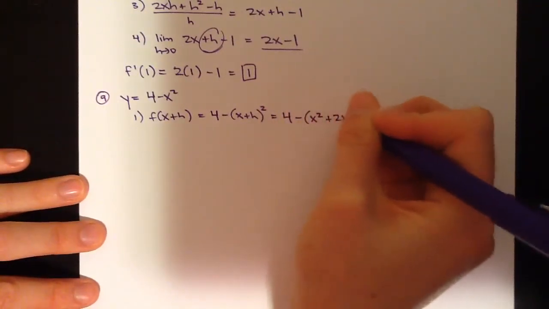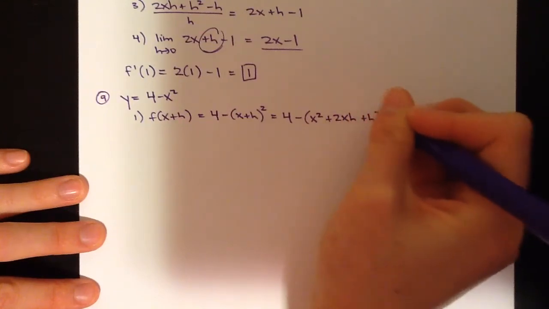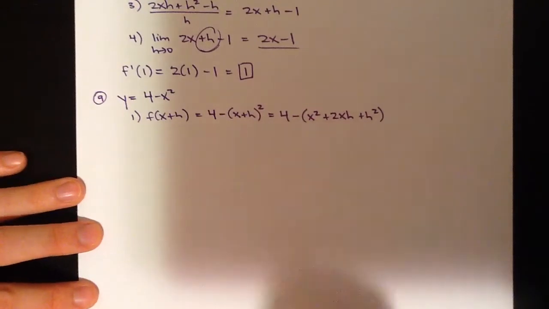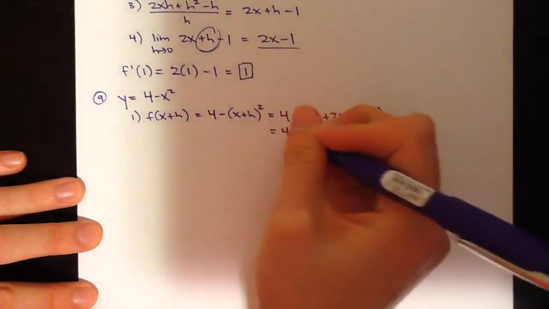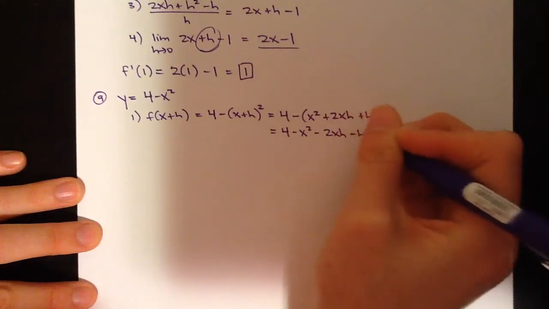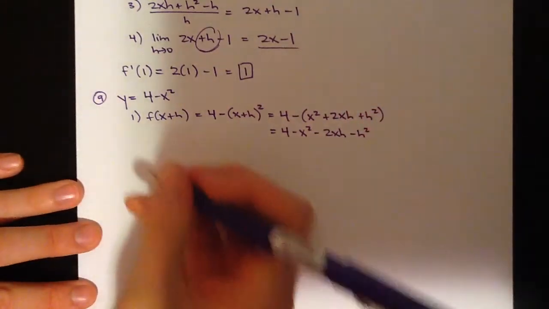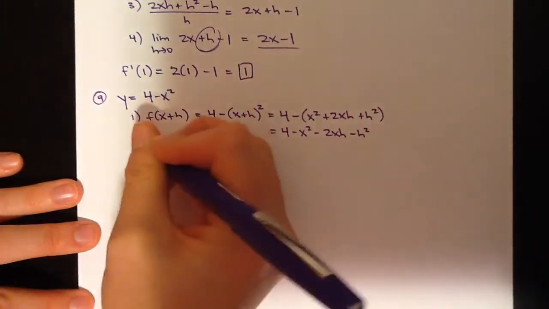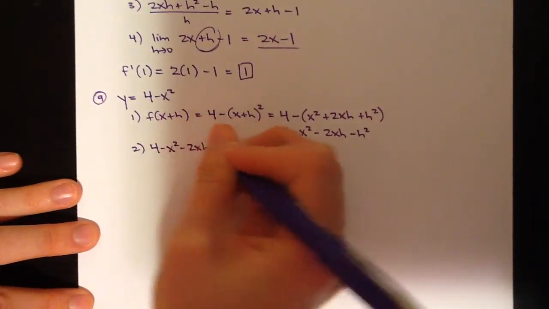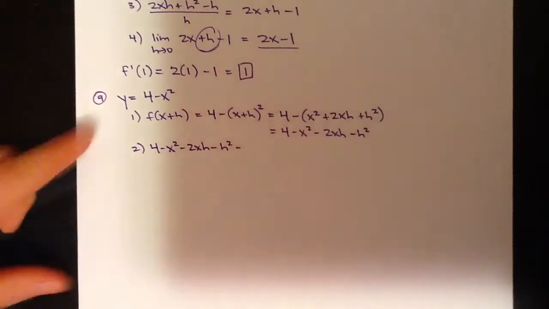And I just talked about how we FOIL this out. X plus h times x plus h. So that is our factor right here. Let's write it one more time with everything actually subtracted. So there we go. So that's step 1. Step 2 is we take what we just left off with, and then we subtract the original function.